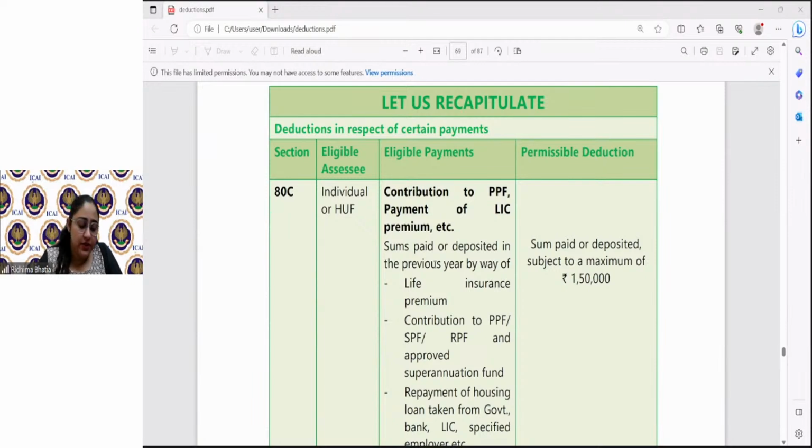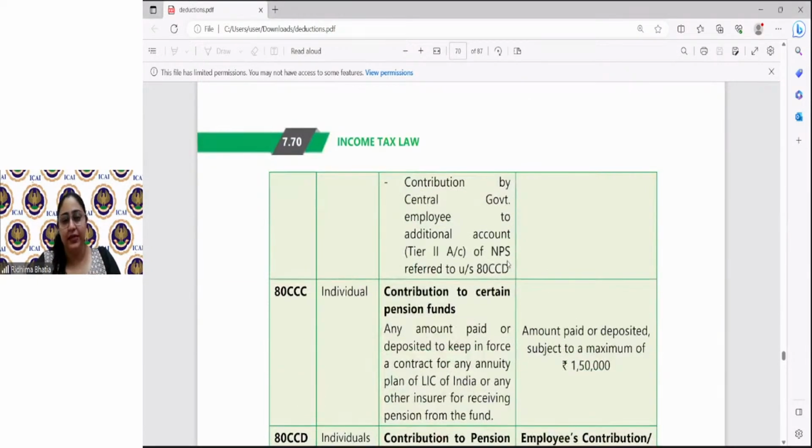Next, we discussed section 80CCC, which is the amount deposited to or paid to an annuity pension of LIC or other insurer. This is only for individuals, and the maximum deduction here is also 1,50,000. Then 80CCD subsection 1, contribution to National Pension Scheme or Atal Pension Yojana. This can also be claimed only by individuals.